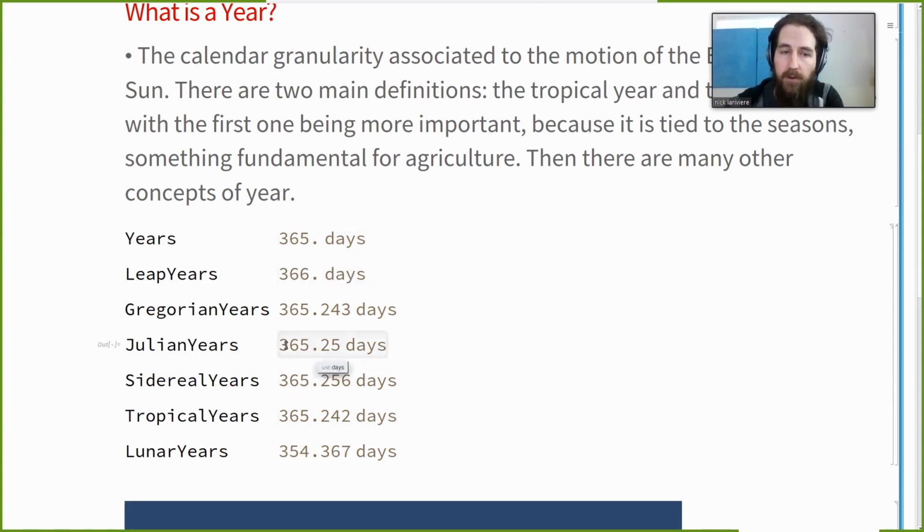So there are 365 and a quarter days in a Julian year, because a Julian leap year happens every 4 years. It is slightly fewer days in a Gregorian year because of that variation: every 100 years we don't have a leap day, but every 400 years we do. A leap year is 366 days. A sidereal year is ever so slightly longer than a non-leap year, but shorter than a leap year. A tropical year is ever so slightly shorter than a sidereal year.